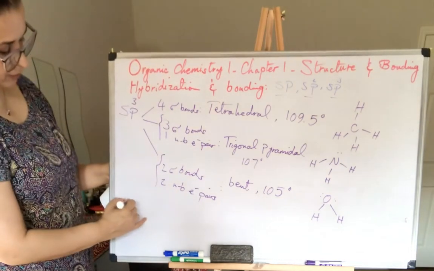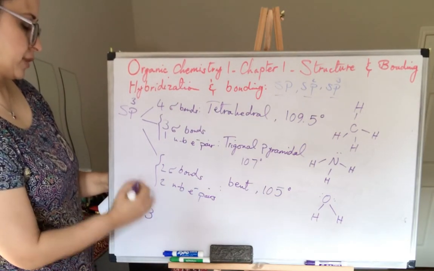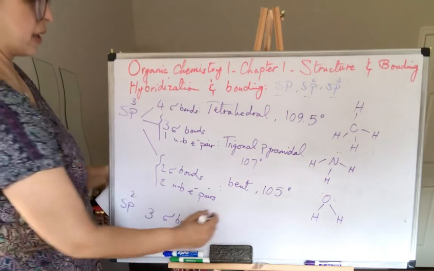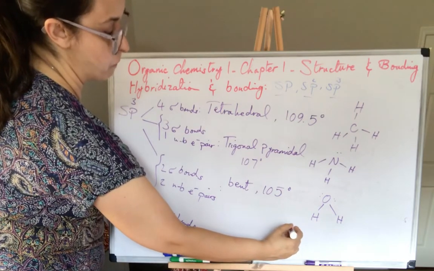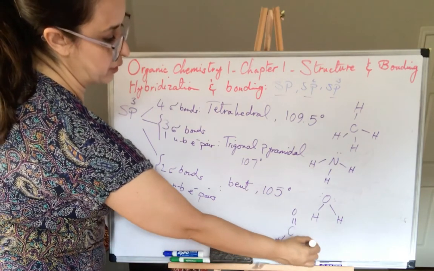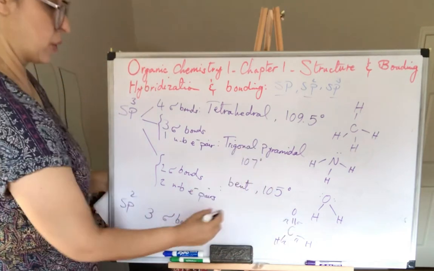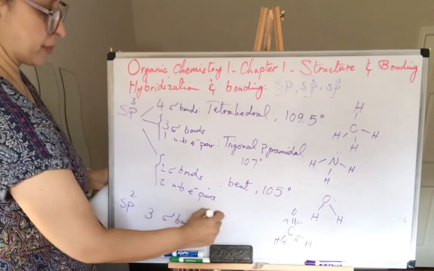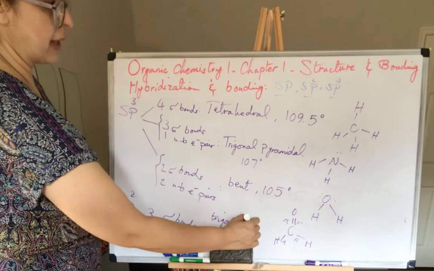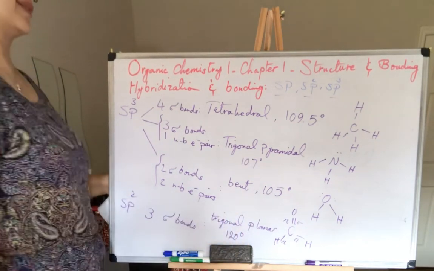For sp2 hybrid, when you have 3 sigma bonds, like we just had that example. 3 sigma bonds, right? Because this second one is a pi. So you have an sp2 hybrid, and then it's going to be trigonal planar. And the bonding angles for a trigonal planar are 120 degrees.